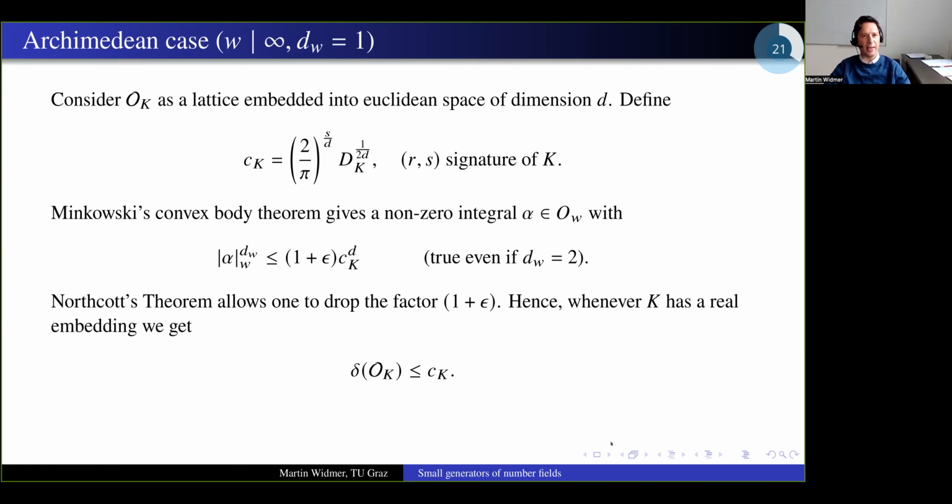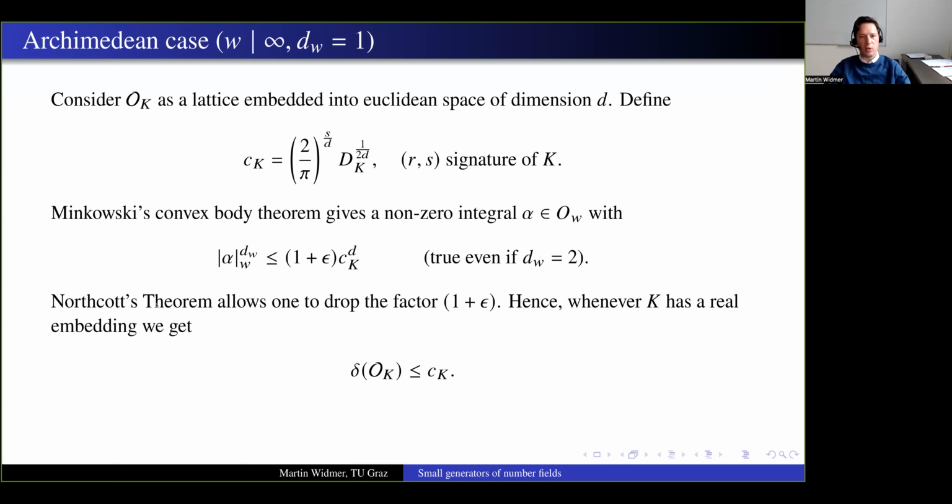Okay, so we can apply that observation very easily in the situation where we have an Archimedean, real embedding. So when W is an Archimedean place of local degree 1. So we consider O_K as a lattice embedded into Euclidean space of dimension d. And we introduce this constant c_K, which is essentially just d_K to the 1 over 2d. So this is the upper bound in Ruppert's conjecture, up to a factor that is at most 1. And a straightforward application of Minkowski's convex body theorem gives us the existence of a non-zero integral element in O_W, whose absolute value at the place W is at most 1 plus epsilon times c_K to the d.